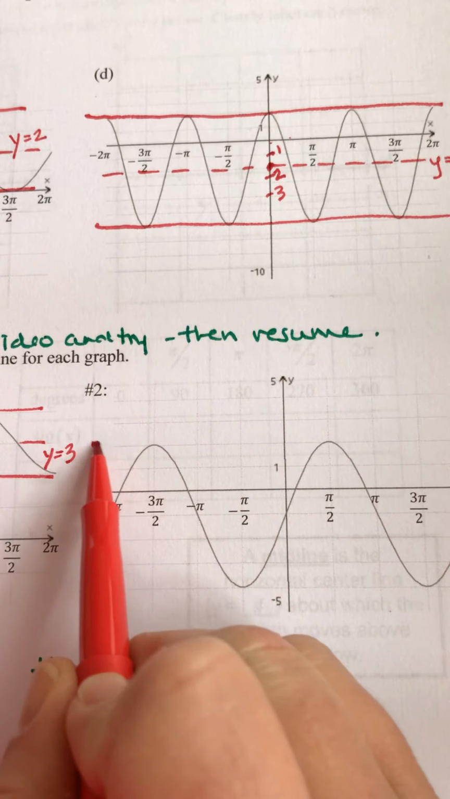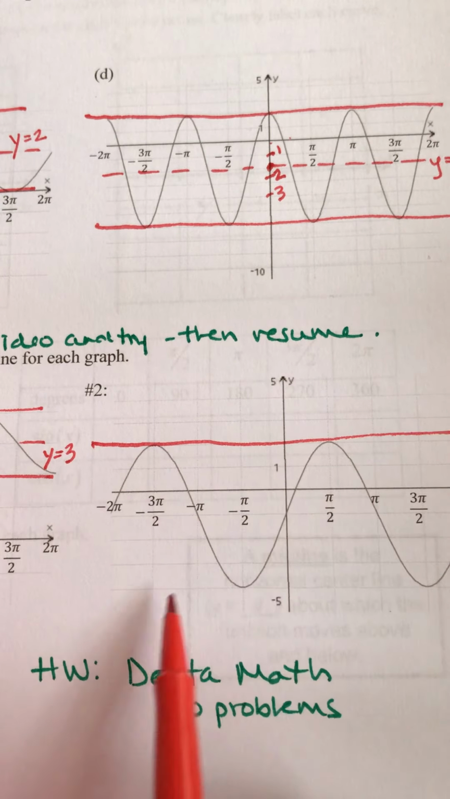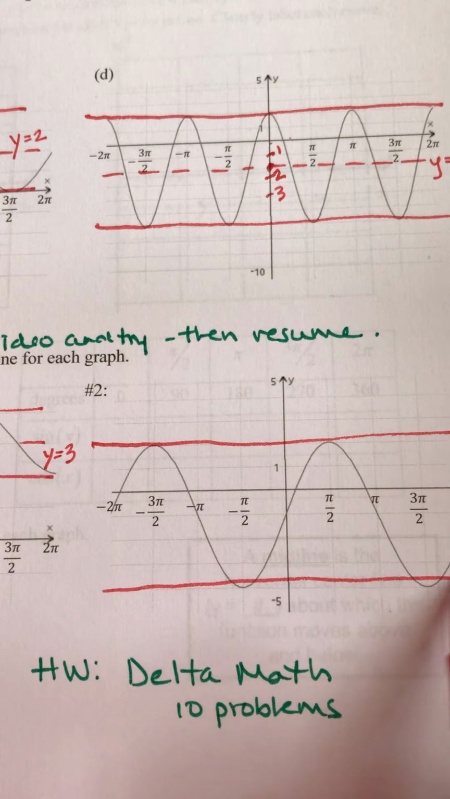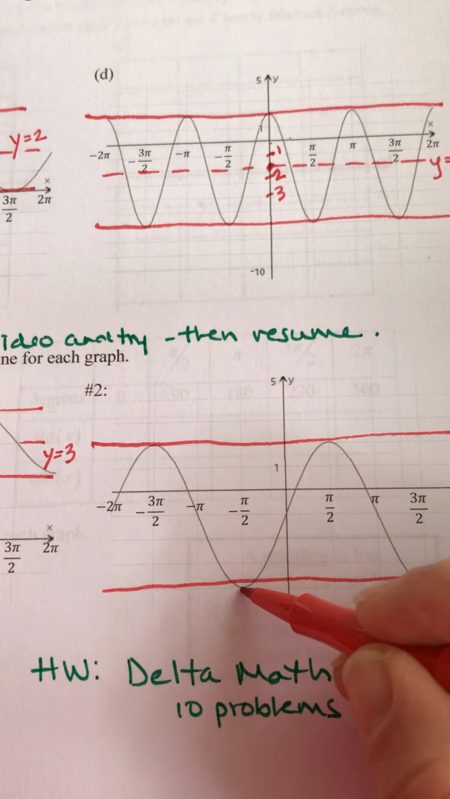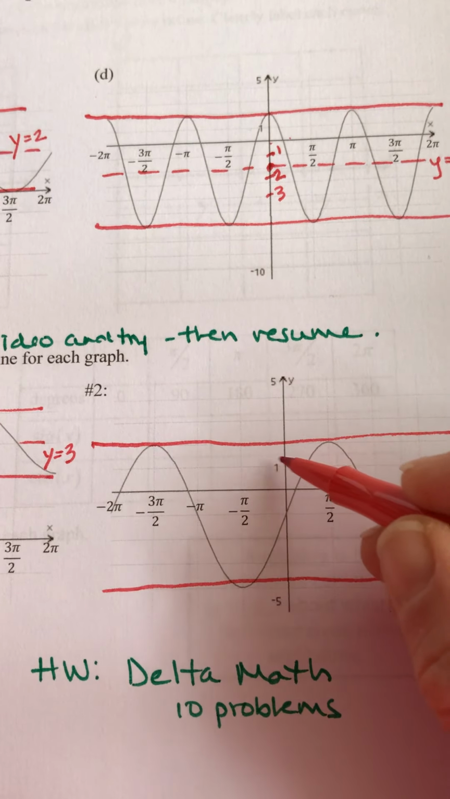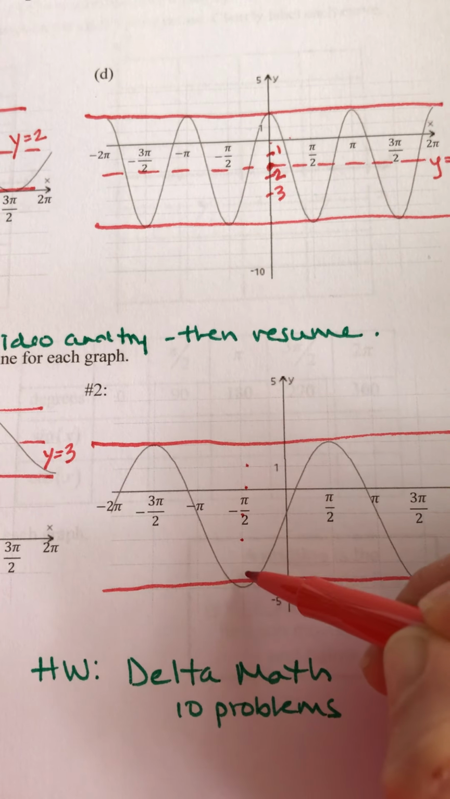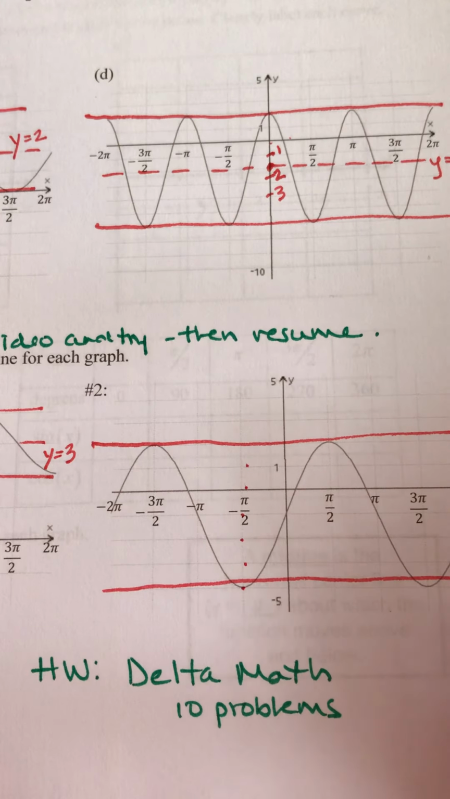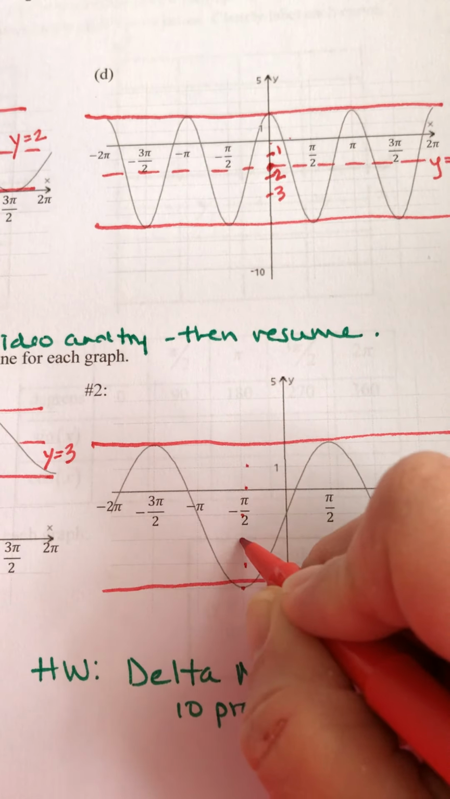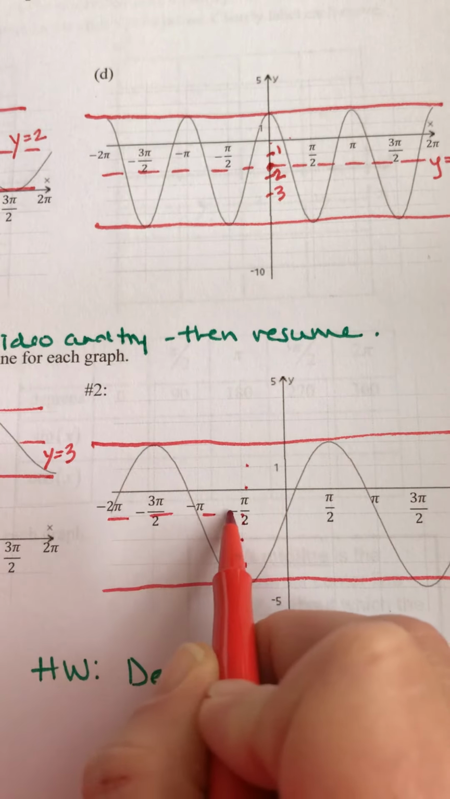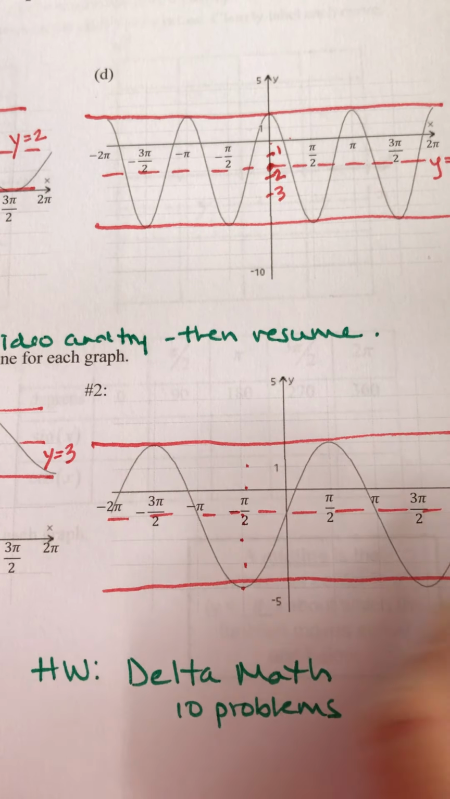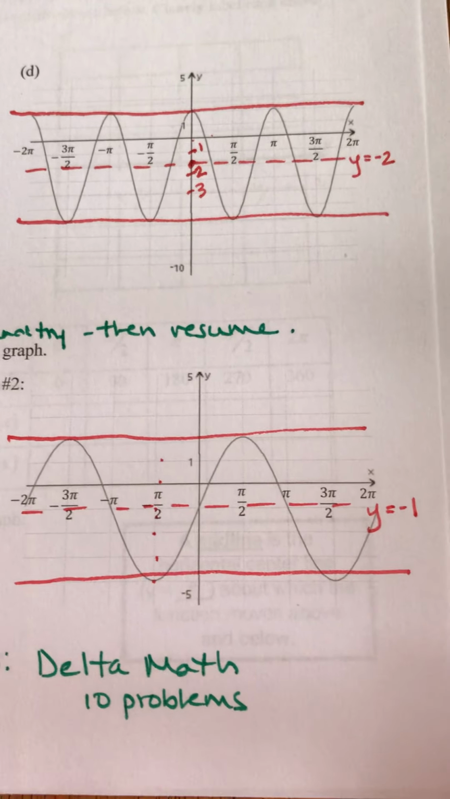And the last one, here's my top line, here's my bottom line, and my midline would go 1, 2, 3, 4, 5, 6. Half of 6 is 3. 1, 2, 3. So my midline is right here. And that equation would be y equals -1 for that midline.